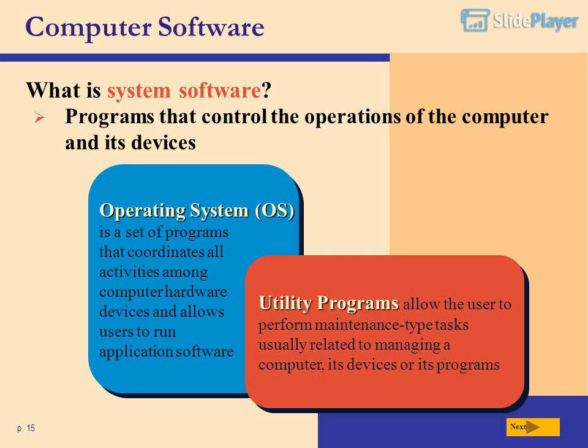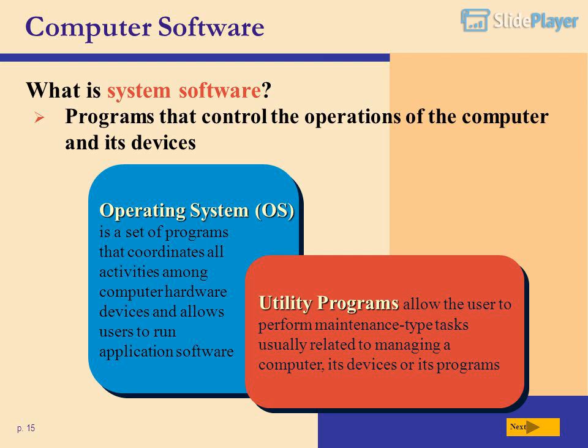Next, computer software. What is system software? Programs that control the operations of the computer and its devices. The operating system, OS, is a set of programs that coordinates all activities among computer hardware devices and allows users to run application software. Utility programs allow the user to perform maintenance-type tasks usually related to managing a computer, its devices, or its programs.